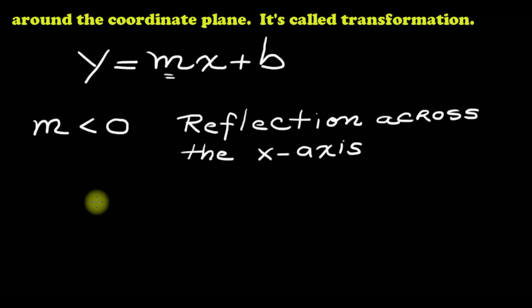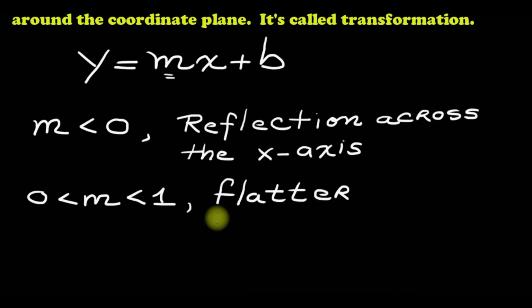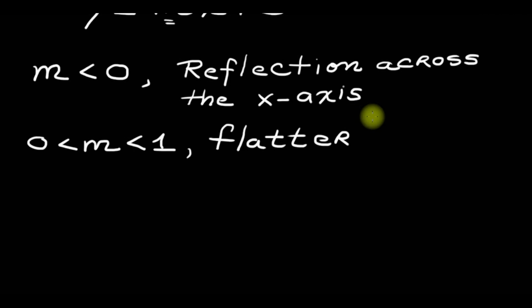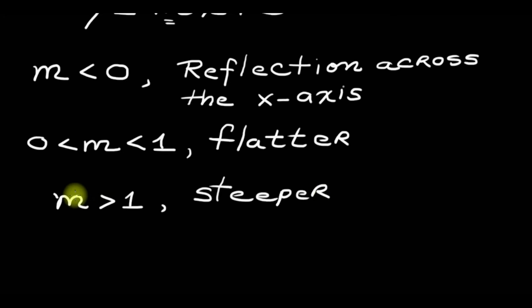Now, if your slope is between 0 and 1, the line is going to be flatter. Now if your slope is greater than 1, let's see. If your slope is 3, it'll be steeper by a factor of 3. If your slope is 1/2, it'll be flatter by a factor of 1/2.